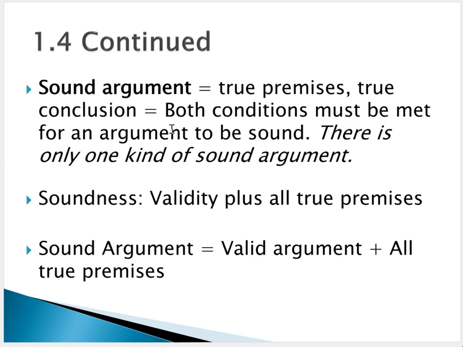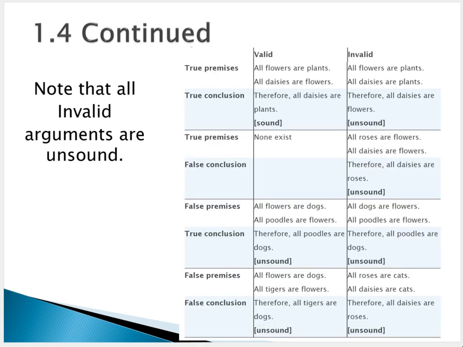You're going to hear the word sound argument as well. Sound arguments are when all your premises are true and your conclusion is true. There is only one kind of sound argument. This is it. Soundness means that you have validity, right? The deductive form is correct, plus all true premises. So a sound argument equals a valid argument plus true premises. It's important that we note that not all invalid arguments are unsound. You can have a sound argument that is invalid. Very possible. Again, I'm going to use Twitter as an example because I see these a lot.